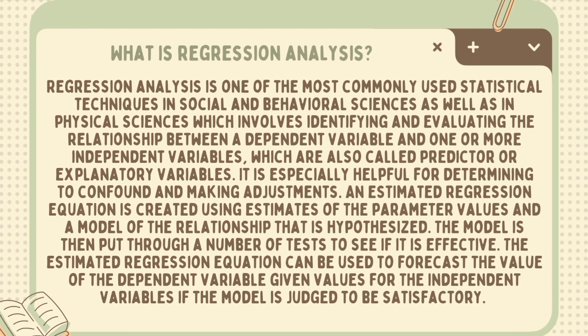An estimated regression equation is created using estimates of the parameter values and the model of the relationship that is hypothesized. The model is then put through a number of tests to see if it is effective. The estimated regression equation can be used to forecast the value of the dependent variable given values for the independent variables if the model is judged to be satisfactory. Regression analysis may be used to produce predictions without necessarily projecting the future. Instead, you make predictions about the dependent variable's mean based on the independent variable's values.